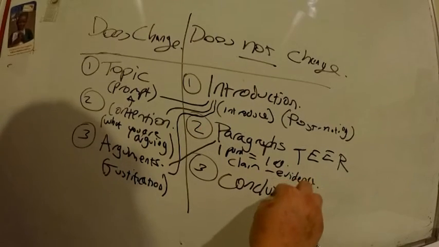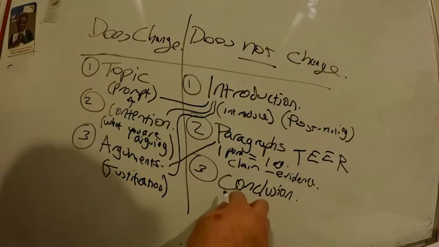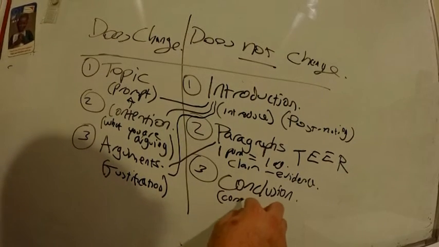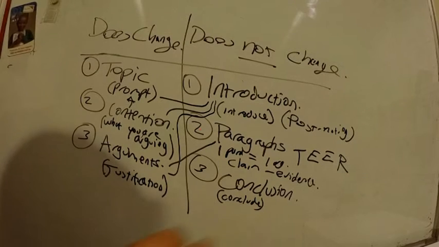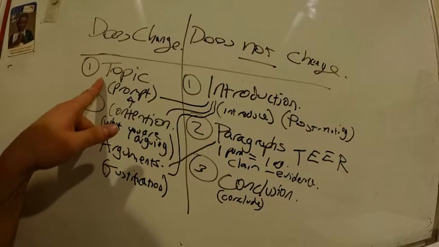Conclusion. Conclusion has the same problem as introduction. People don't know what it actually does. But remember, what's the root word of our conclusion? Well, the root word is conclude. The root verb. We're trying to conclude something, okay? What are we concluding something about? Well, we're concluding something about the topic, all right?